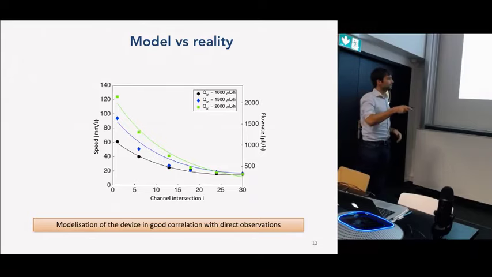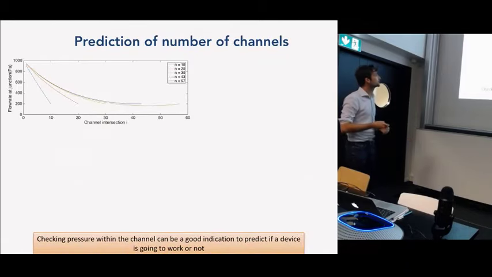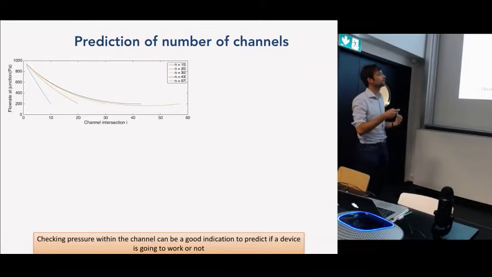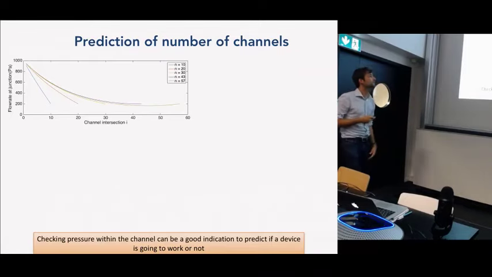But I told you we have 30 channels, but why 30? Why not more? Why not less? And we did some modelization for 10 channels, 20 channels, up to 57.